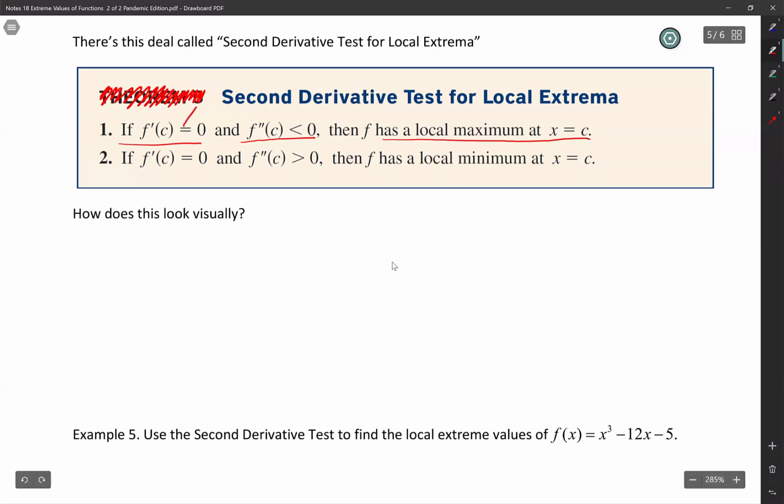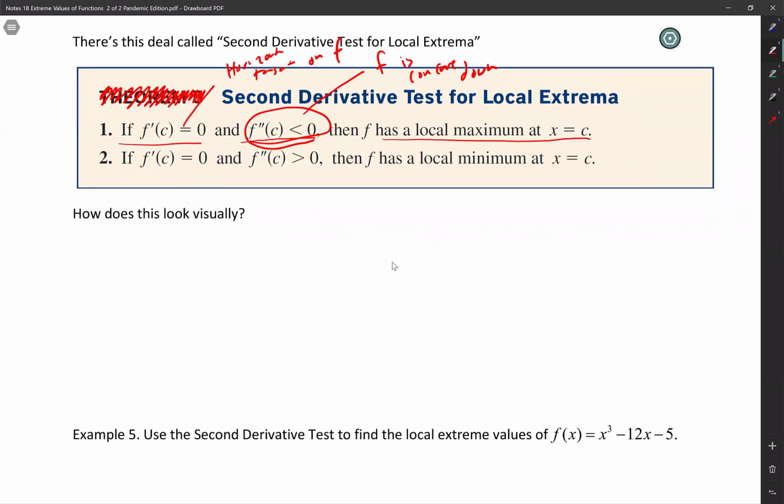That means I have a horizontal tangent on f, and the second derivative being less than 0 means the second derivative is negative. What does this mean in terms of f? It means that f is what? F is decreasing. Oh no, wait. Concave down. That's right, concave down.